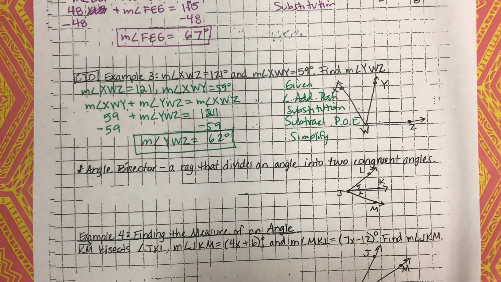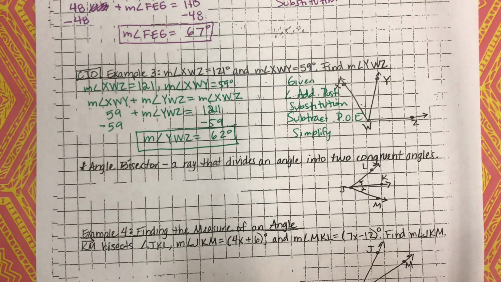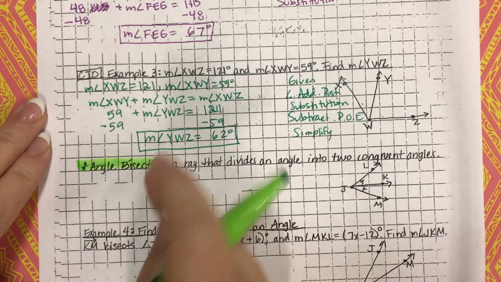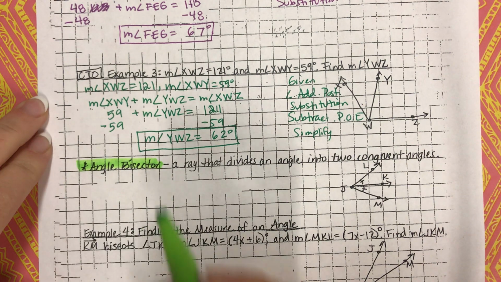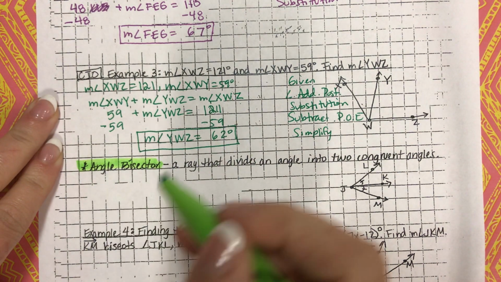Hello, hello. We are back talking about example 4. But first we have to talk about what an angle bisector is. An angle bisector, there's that word bisect. Bisect means to cut in half. So you're basically cutting an angle in half. That's what an angle bisector is.